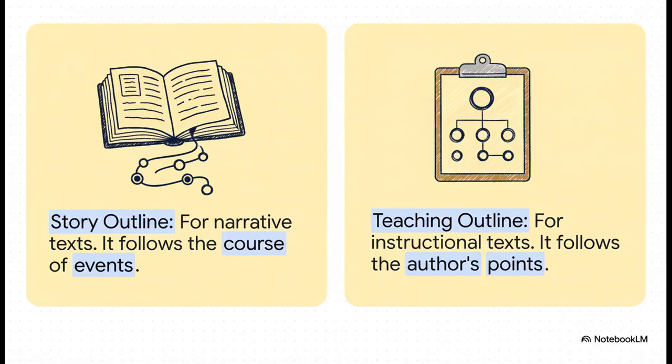And here are the two main types, side by side. You've got your story outline, which is perfect for narratives. It just follows the action from beginning to end. Then you have the teaching outline, which is designed for texts that are trying to convince you of something or teach you an idea. It follows the logic of the argument. Two different jobs, two different tools.